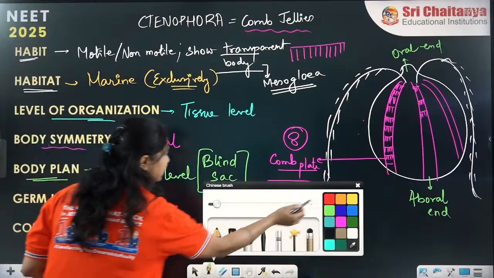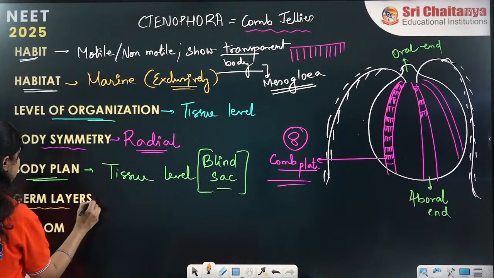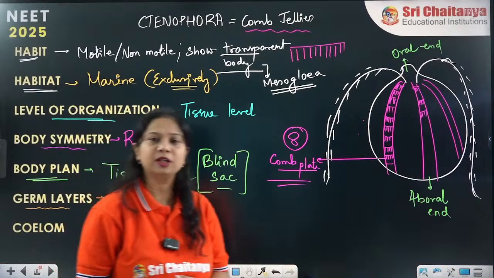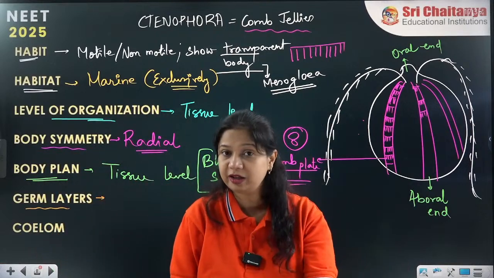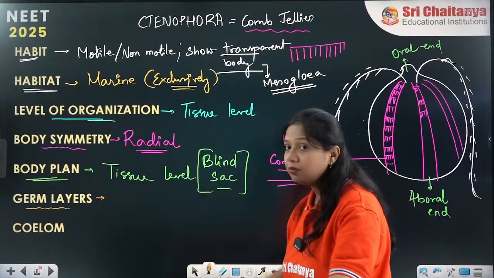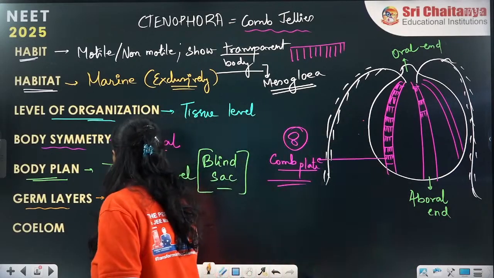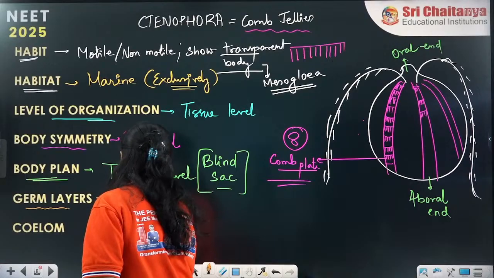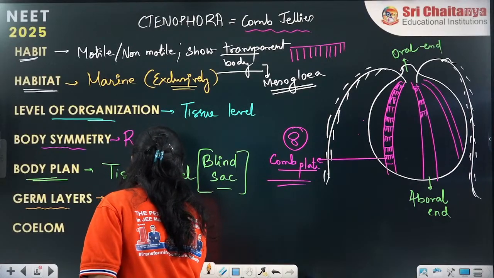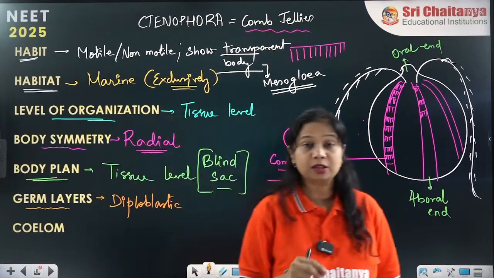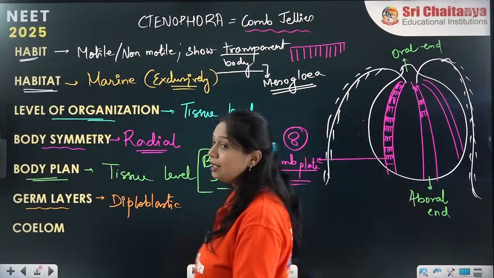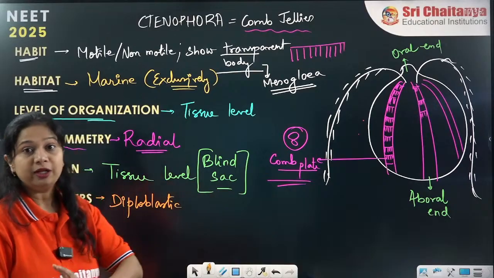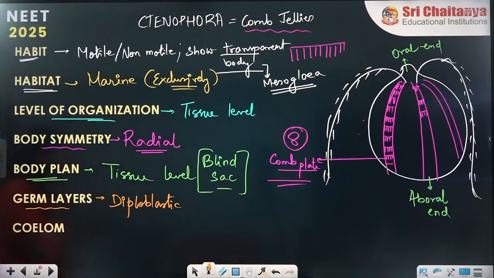The germ layers. How many germ layers will be there? Again, just like the coelenterates, because it has a lot of similarity with Coelenterata, the germ layers will again be diploblastic in nature. So these organisms are diploblastic, made up of two germ layers, which are ectoderm and endoderm.